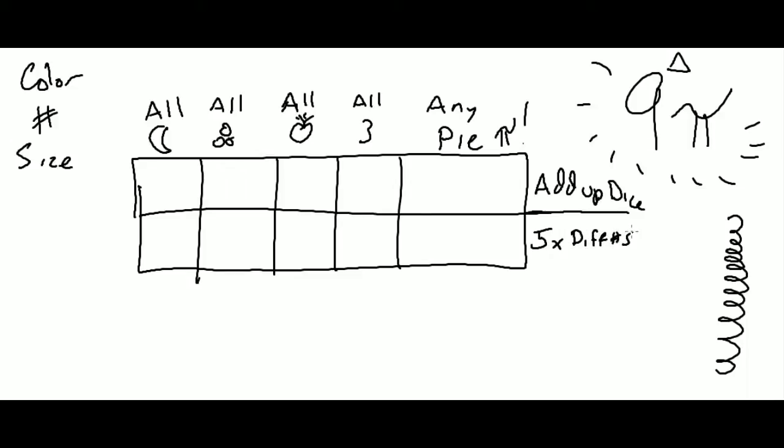So, for example, if we had a pie that was, I'm going to use color, a red 4, a blue 3, and a yellow 1, this is all 3. So it could be 8 points for adding up the dice over here, or it could be 15 points here for having 5 times the number of different numbers you have. Does that make sense?